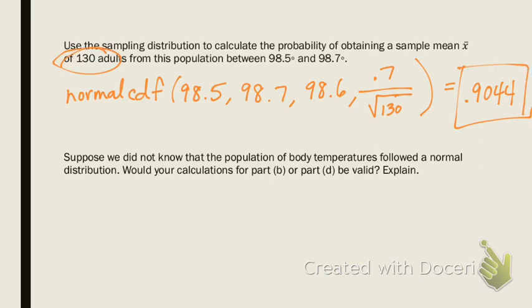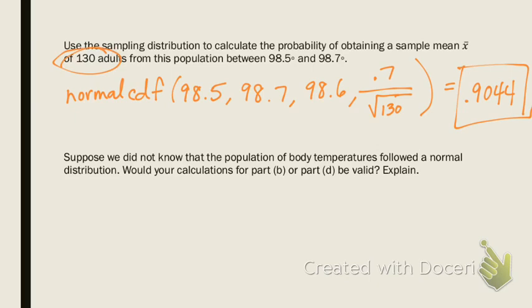Okay, next part it says suppose we did not know that the population was normal. So basically, suppose that it was not given to us. Would your calculations be valid for B and or D? No. No. Yes. Oh yeah, because 130 is greater than 30.